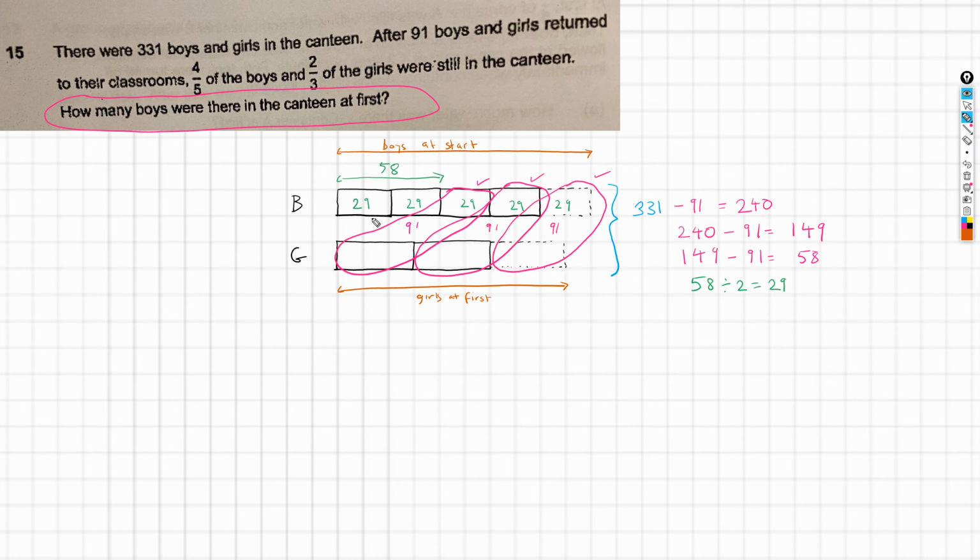Now, of course, because I've got this information now, I can work out how many girls, but I'm not actually asked that. So I'm going to be very lazy. I'm asked how many boys were there in the canteen at first. Well, I've got 1, 2, 3, 4, 5 blocks of 29, and 29 times 5 gives me 145.